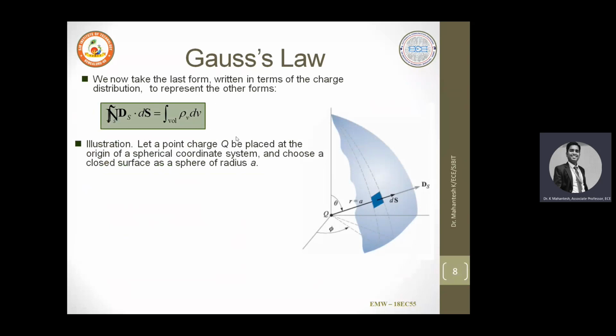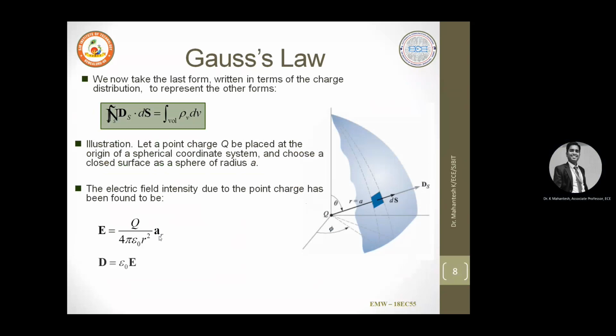Let us try to prove Gauss law using a point charge Q placed at the origin of a spherical coordinate system, and choose a closed surface at radius a, where the direction of D is normal to the surface dS. The electric field intensity due to the point charge is E equals Q by 4 pi epsilon naught r squared in the direction a_r. We know the relationship between flux density and electric field intensity: D equals epsilon naught times E. Therefore, D equals Q by 4 pi r squared in the direction a_r.